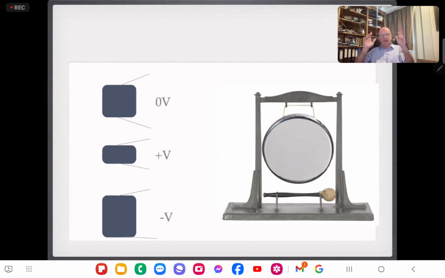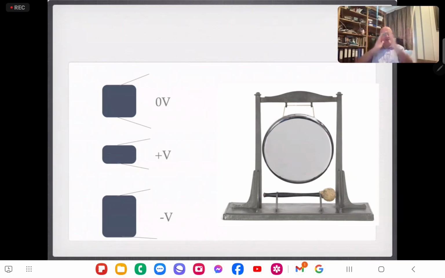So that's the piezoelectric effect. The piezoelectric effect is just that. If you change the voltage applied, the crystal changes shape. If you change the shape, it creates a voltage. That's the piezoelectric effect.